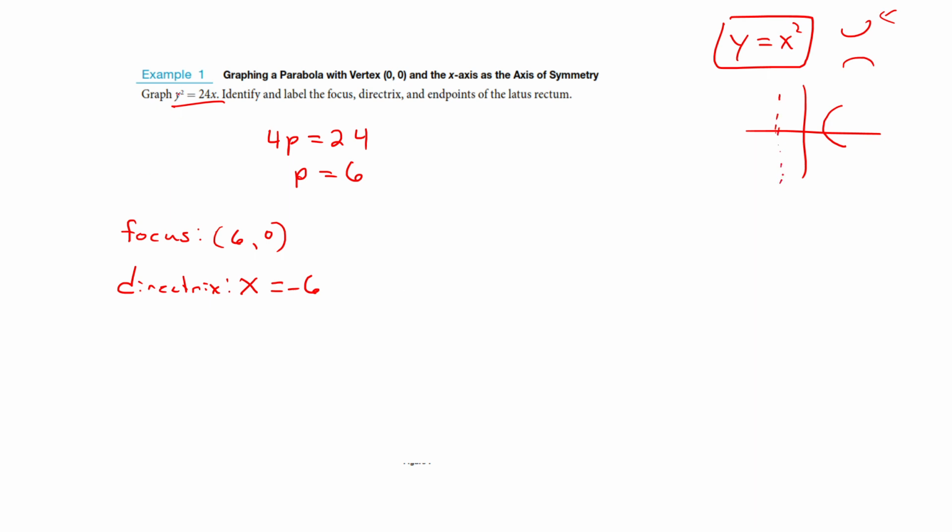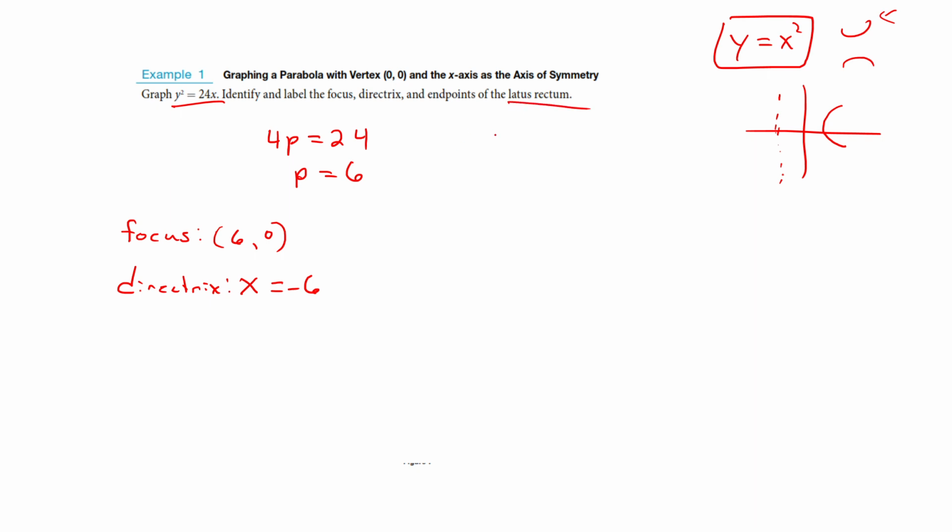So one more time, y squared told me, and it's positive, told me I'm going right. 4p equal to this number finds that value of p. Turned out to be 6. Now this is all happening horizontally, right and left. So I know I'm using that p to go 6 spaces to the right to find the focus. My directrix is going to go 6 spaces in the opposite direction and be a line.